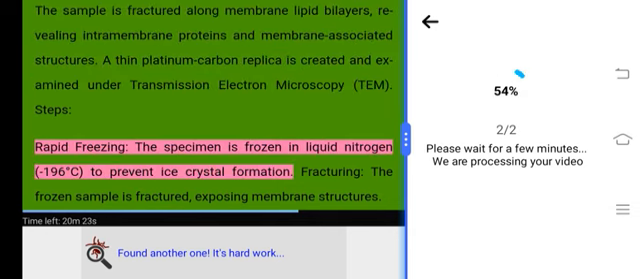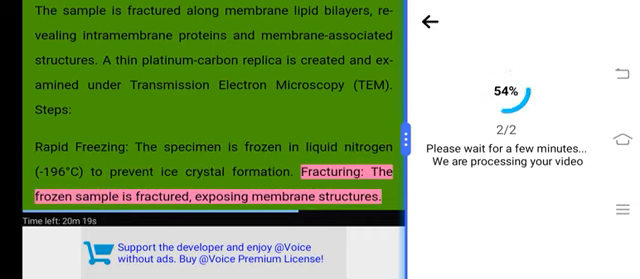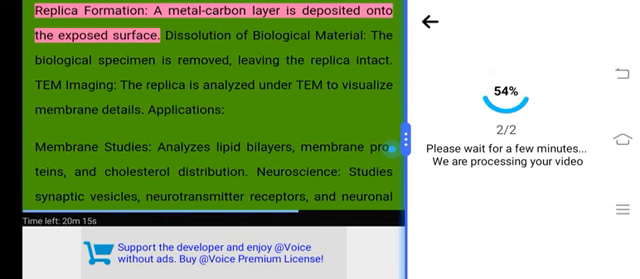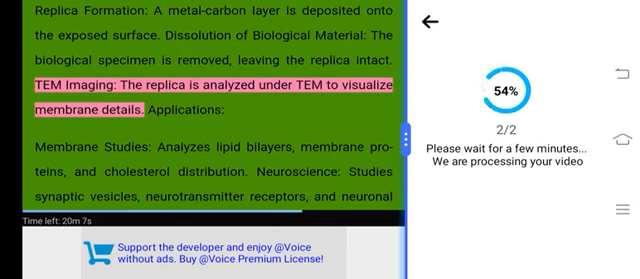Steps. Rapid freezing: the specimen is frozen in liquid nitrogen at -196 degrees Celsius to prevent ice crystal formation. Fracturing: the frozen sample is fractured, exposing membrane structures. Replica formation: a metal carbon layer is deposited onto the exposed surface. Dissolution of biological material: the biological specimen is removed, leaving the replica intact. TEM imaging: the replica is analyzed under TEM to visualize membrane details.